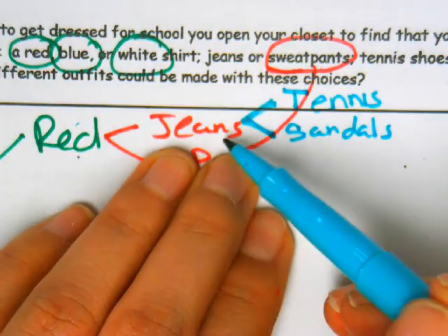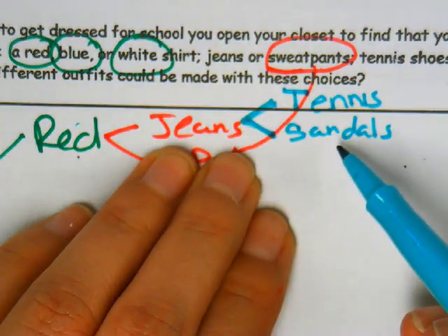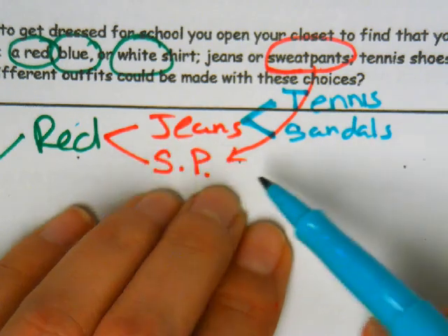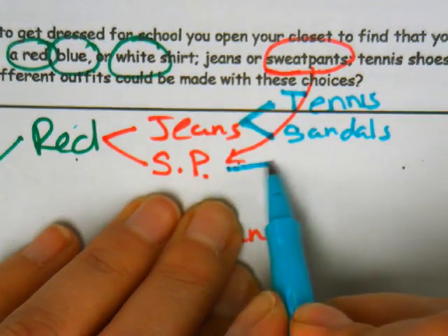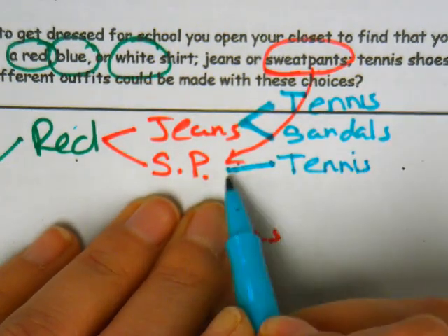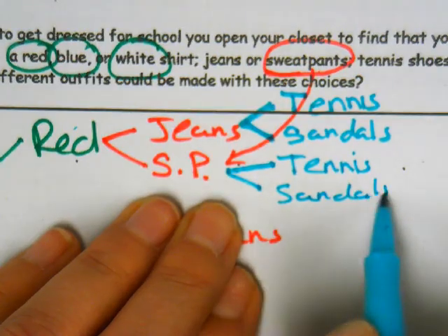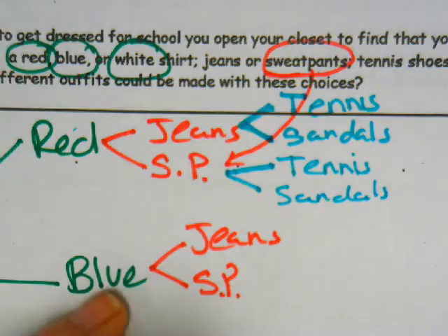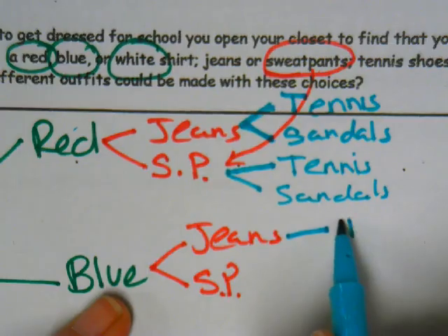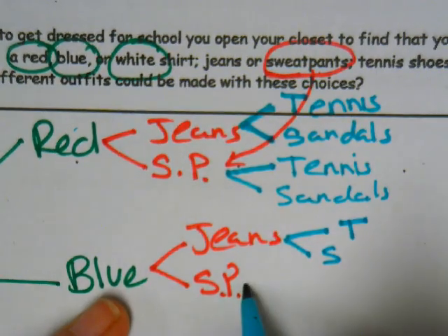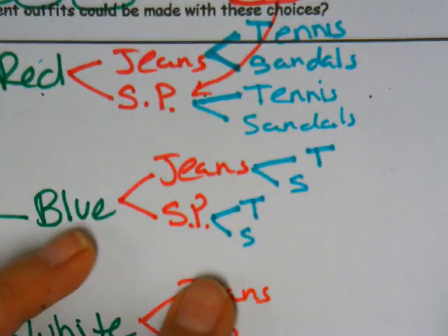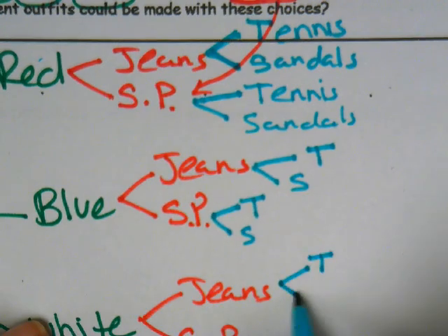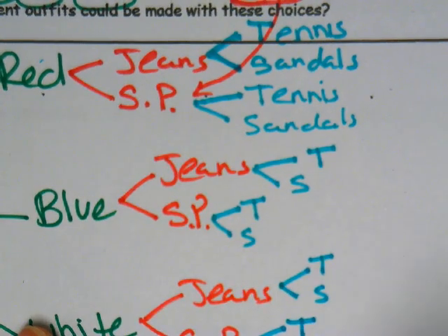So jeans with tennis shoes, jeans with sandals, right? But what if I wear sweatpants? What kind of shoes can I wear with sweatpants? Tennies and sandals. Good. But what if I wear a blue shirt? Does that change anything? No. So this is going to be tennis shoes and sandals, and this is going to be tennis shoes and sandals. I'm going to start abbreviating. You can too. It gets kind of tight. Tennis shoes, sandals, tennis shoes, sandals.